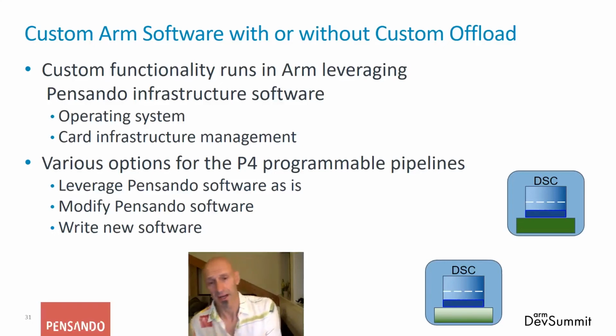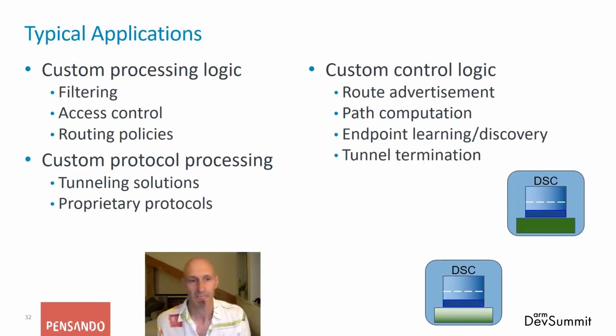Now, another model is where customers want to develop their own exception data path and possibly their own control plane and their own management plane. So in this case, customers will leverage the operating system and the infrastructure that Pensando has developed for the card, but they will install and run their own logic for the control plane and the exception data plane, and possibly even for the fast data plane, in which case they will have to develop P4 code.